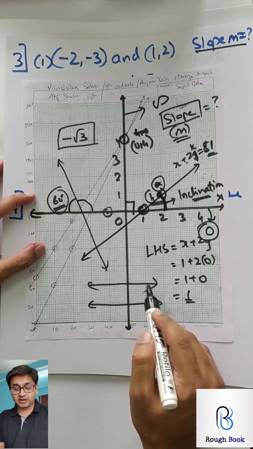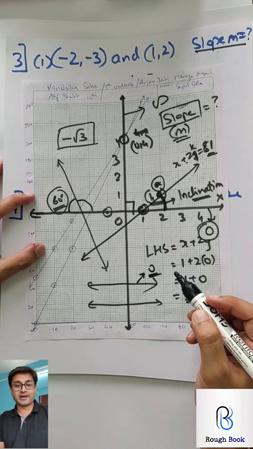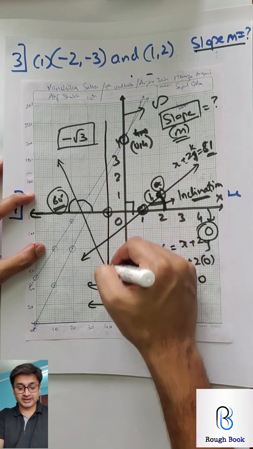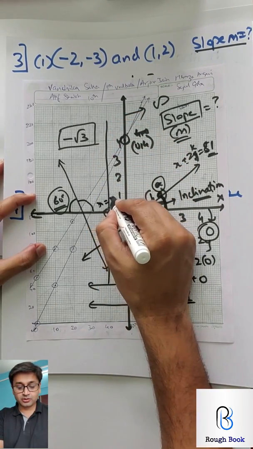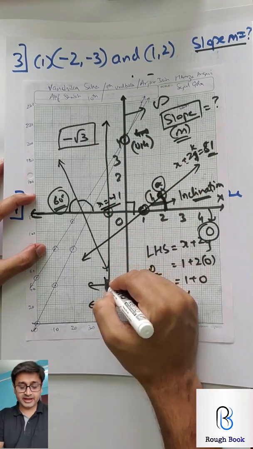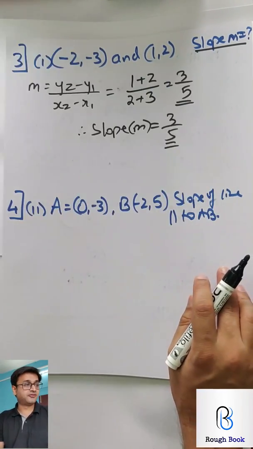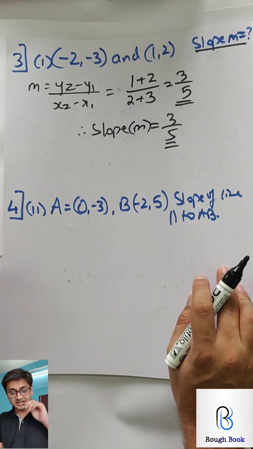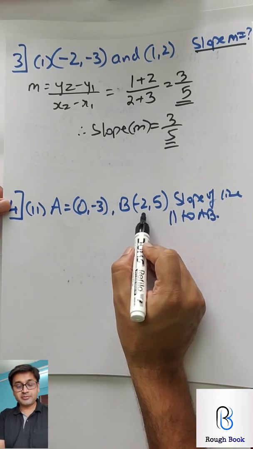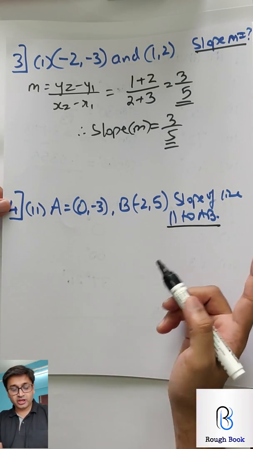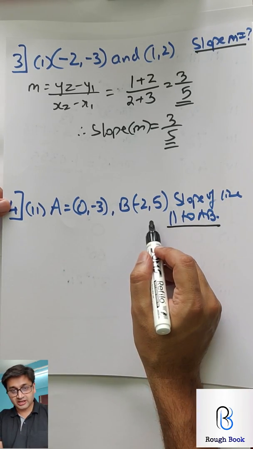So any line parallel to the x-axis will also have the slope as 0, and any line parallel to the y-axis, let's say this line, x is equal to minus 1, is parallel to the y-axis, so the slope is going to be infinite. Do you understand this basically? Now A and B have been given. Find the slope of the line parallel to AB. Parallel to AB will have the same slope as AB.